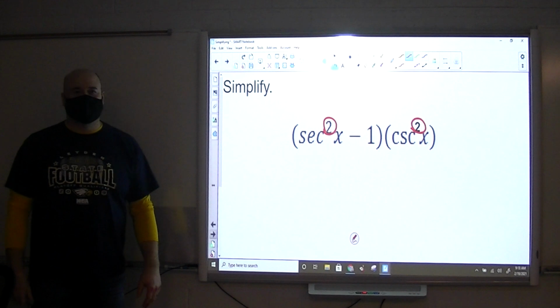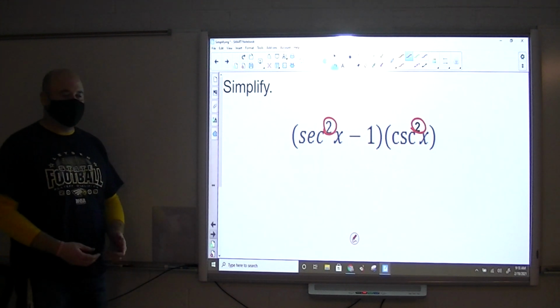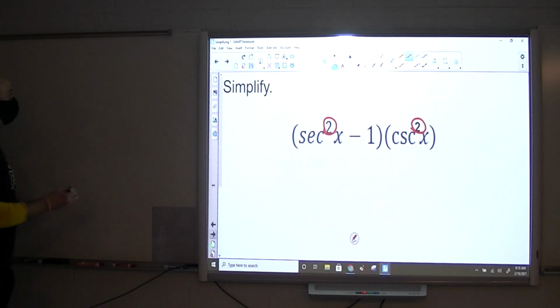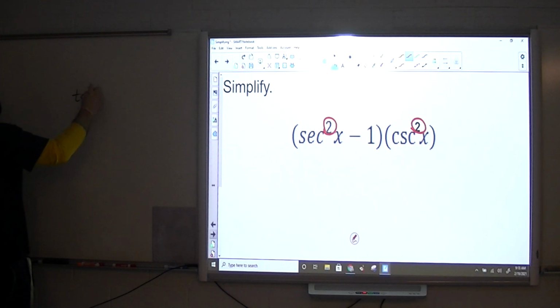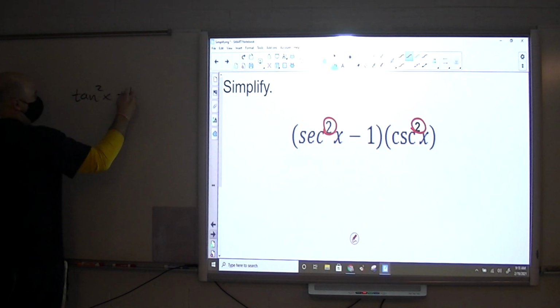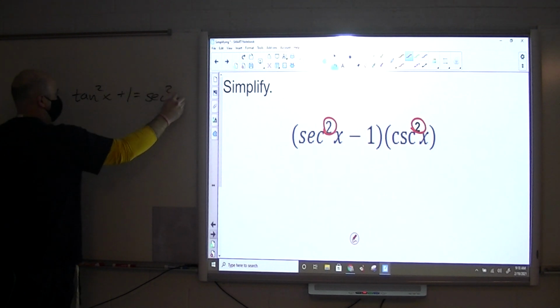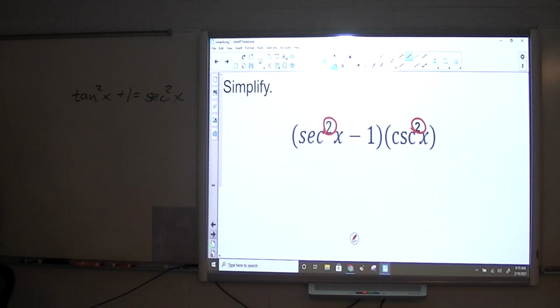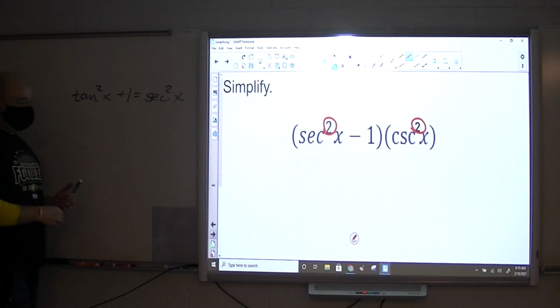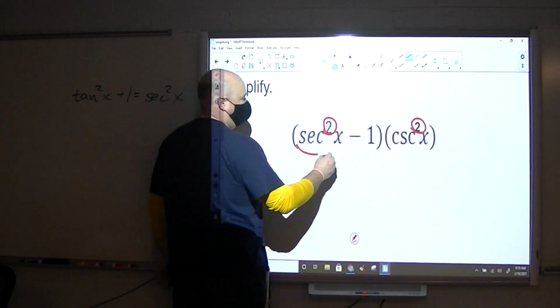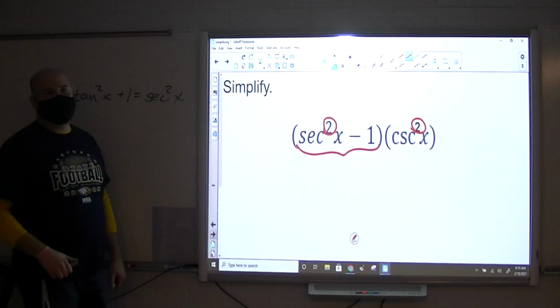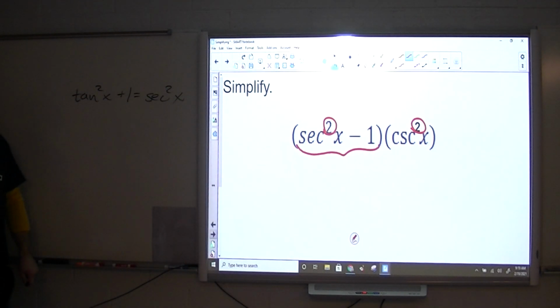So now when we look at this, we have squared terms. So let's go that route. Now we haven't talked about this bad boy yet. Our squared terms were always sine squared or cosine squared. But we have a Pythagorean identity that looks like this. Can I manipulate this Pythagorean identity to fit here? Is there something I can do to end up with secant squared x minus 1?